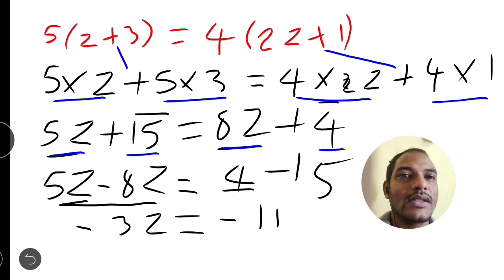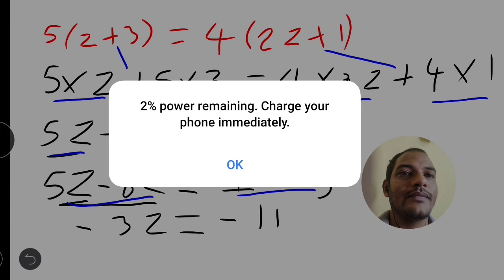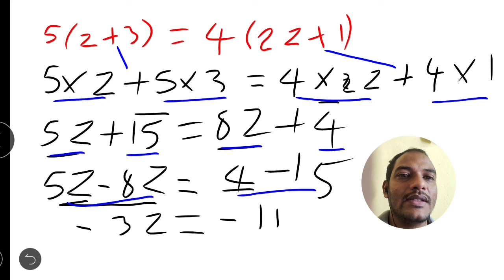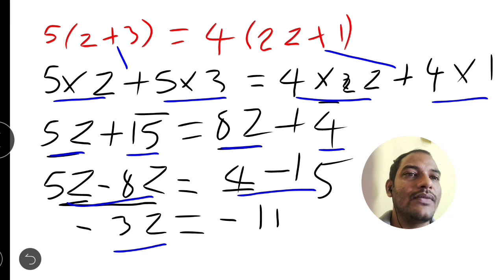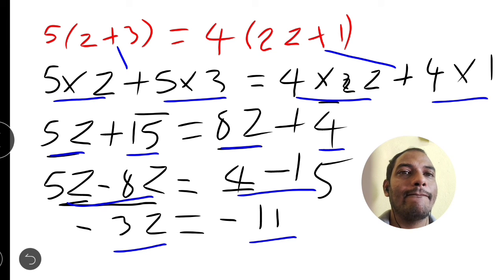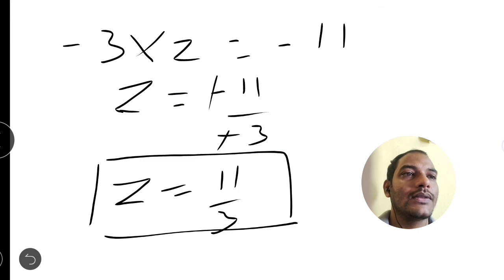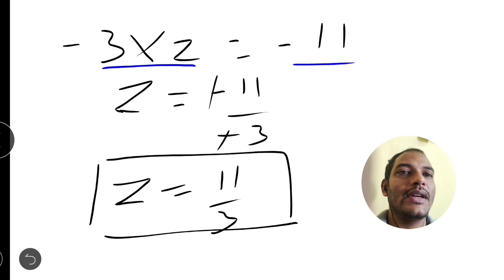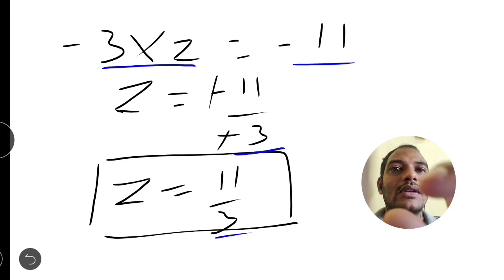Now write variables one side and constants another side. 5z minus 8z and here 4 minus 15. So 5z minus 8z is minus 3z and 4 minus 15 is minus 11. So next, minus 3 into z equals to minus 11. So then z equals to minus 11 by minus 3. z equals to 11 by 3.